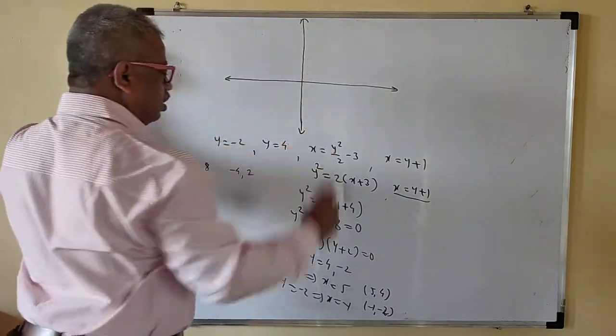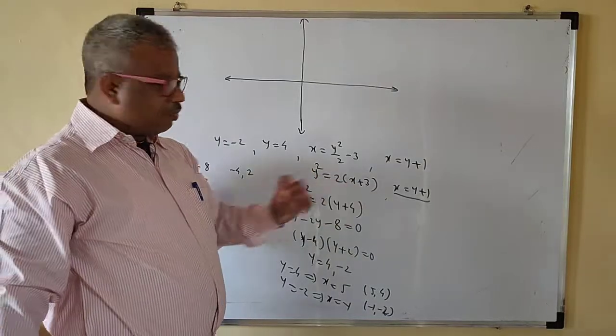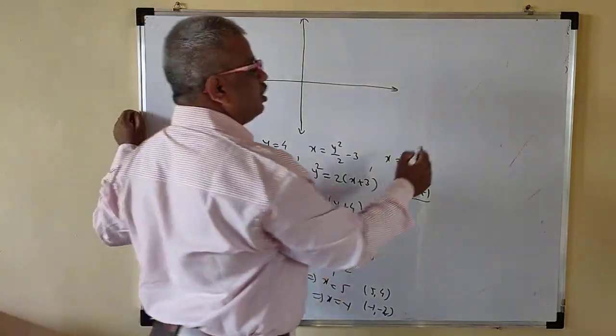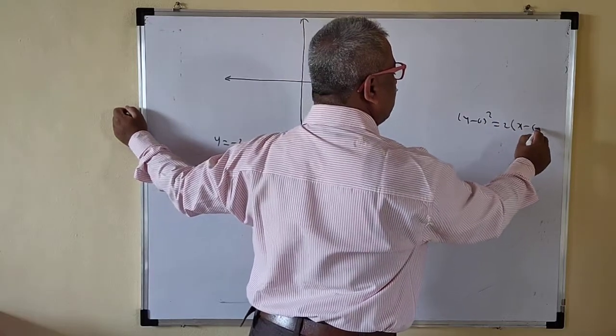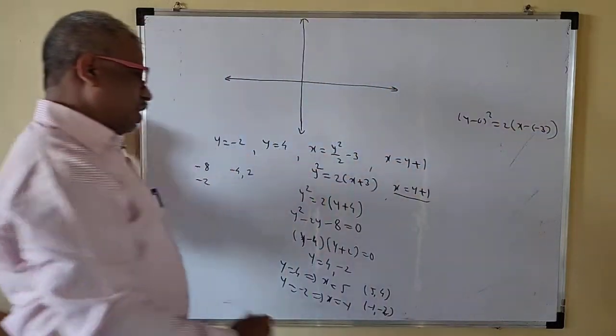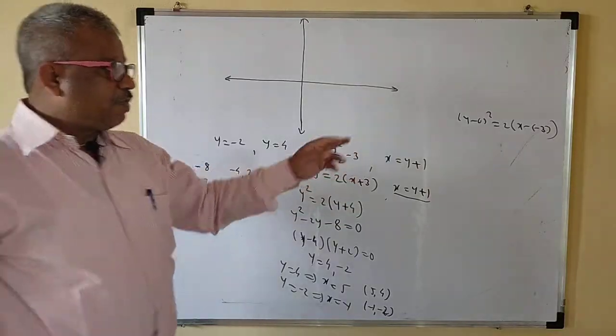Now first we will draw. This is the parabola whose equation is y minus 0 square is equal to 2 into x minus of minus 3, right? x minus of minus 3. So this is the parabola.